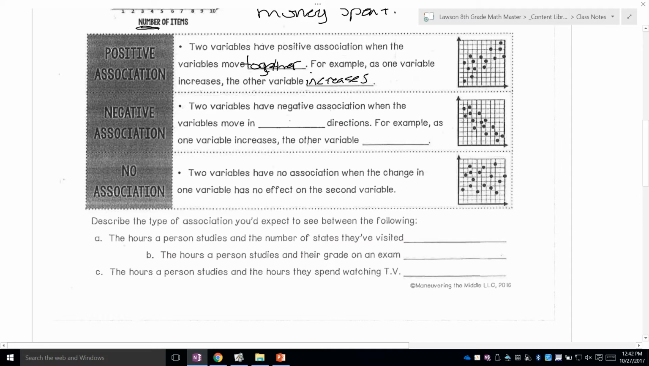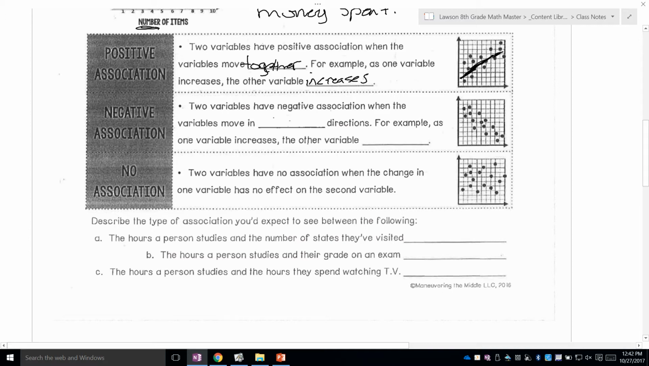And that's kind of like what Susie was looking at with the shoppers up there, because as the number of items increased, the amount of money also increased. So they were moving together like at the same pace. So they have a positive association. And if you look at this graph over here, the numbers are slowly going up, right? And that looks like a positive slope. And so it's going to be a positive association.